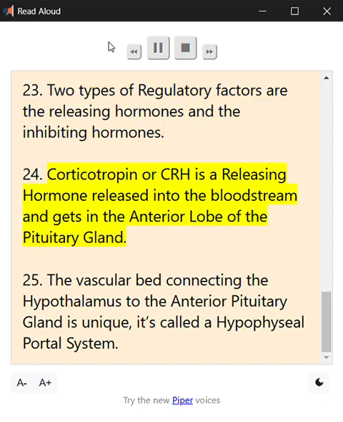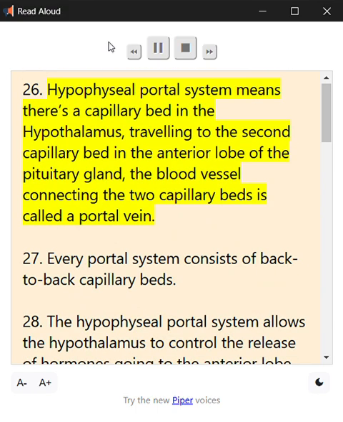24. Corticotropin-releasing hormone, or CRH, is a releasing hormone released into the bloodstream and gets in the anterior lobe of the pituitary gland. 25. The vascular bed connecting the hypothalamus to the anterior pituitary gland is unique, it's called the hypophyseal portal system. 26. Hypophyseal portal system means there's a capillary bed in the hypothalamus, traveling to the second capillary bed in the anterior lobe of the pituitary gland. The blood vessel connecting the 2 capillary beds is called a portal vein. 27. Every portal system consists of back-to-back capillary beds.